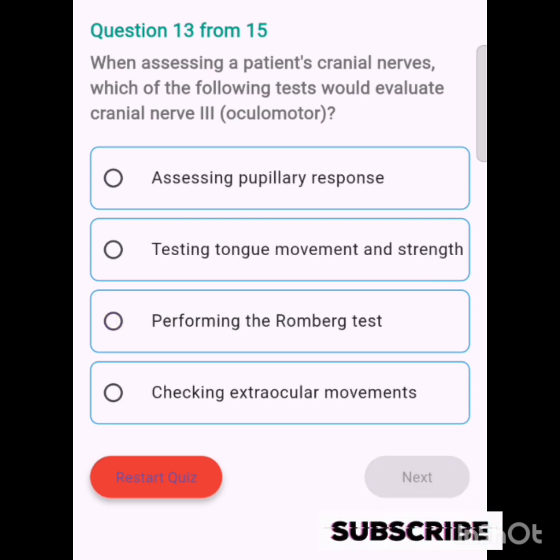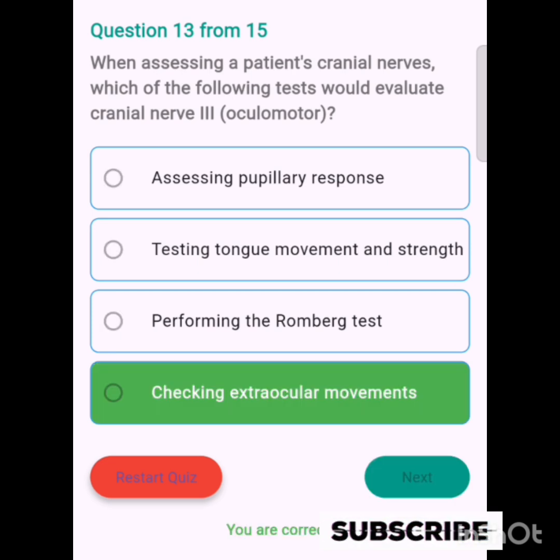Next question. When assessing the patient's cranial nerve, which of the following tests would evaluate cranial nerve 3, that is oculomotor? Options are assessing the pupillary response, testing the tongue movement and strength, performing the Romberg test, and checking the extraocular movement. The correct option is checking the extraocular movement. The rationale is the oculomotor nerve is responsible for eye movement and pupil constriction. Checking the patient's ability to move the eye in different directions evaluates the function of this nerve.